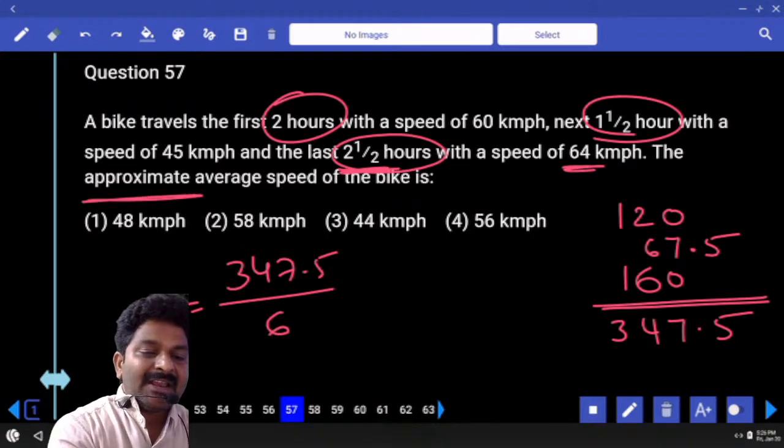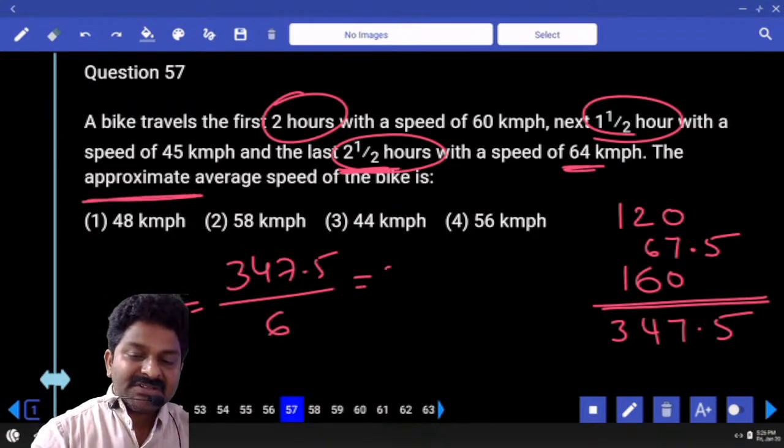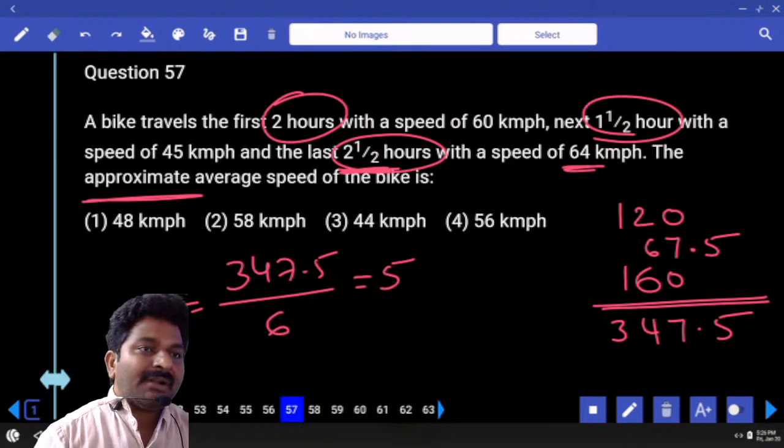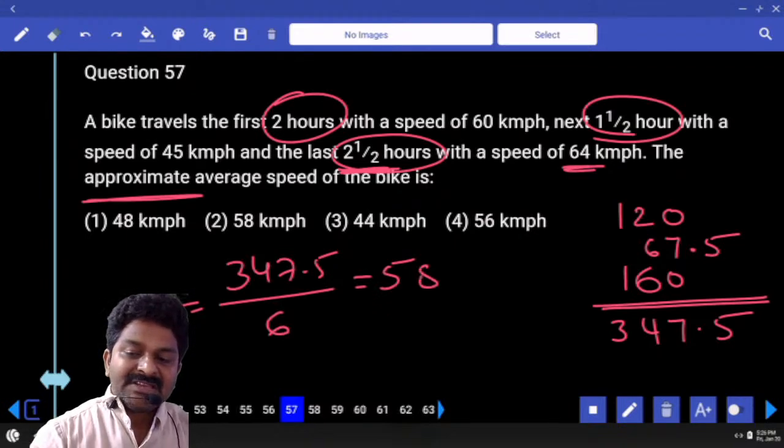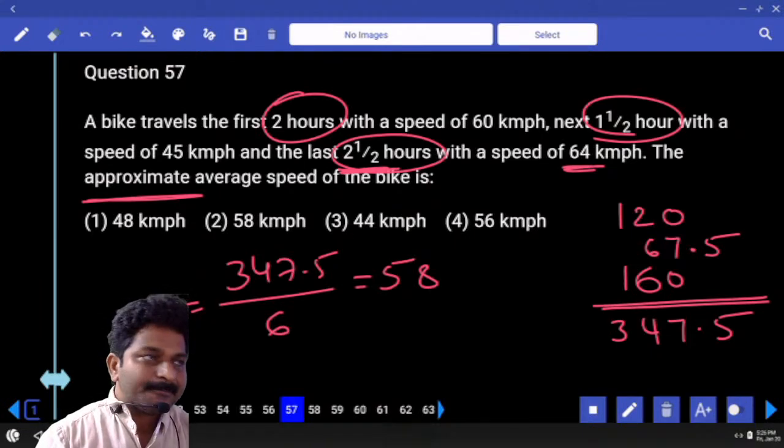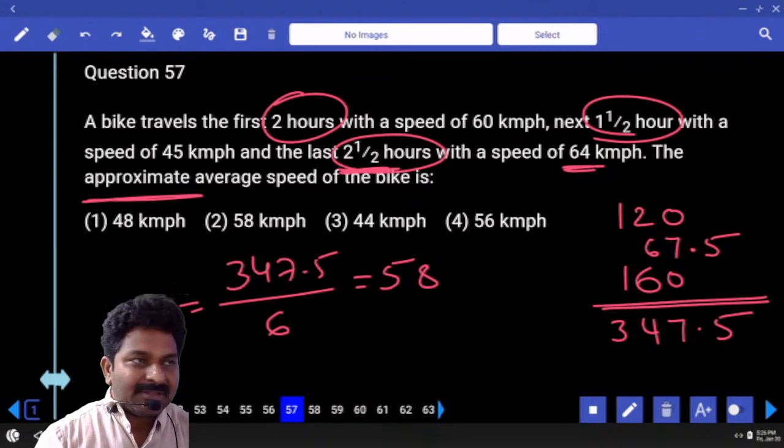We were asked to calculate approximate answer. 6 5 times 30, 47.5 we have. 6 8 times is 48. Approximate 58 kilometers per hour, second option. I simply calculated total distance by total time. That's it.